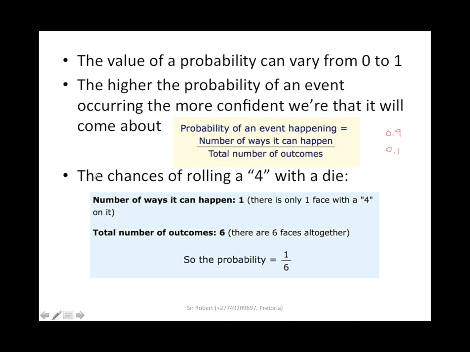So the chance of rolling a 4 with a die is equal to the number of ways it can happen, which is 1, because a die has 6 sides, 1 up to 6. There is only one face with a 4 on it. The number of outcomes is 6 faces altogether. So the probability of getting a 4 when you roll a die is 1/6. So remember, probability is the number of ways it can happen, divided by the total number of outcomes.